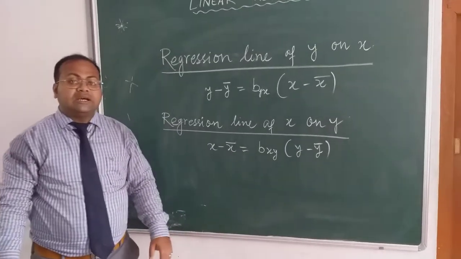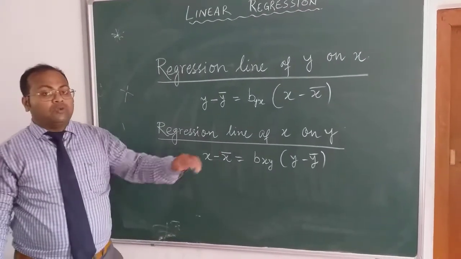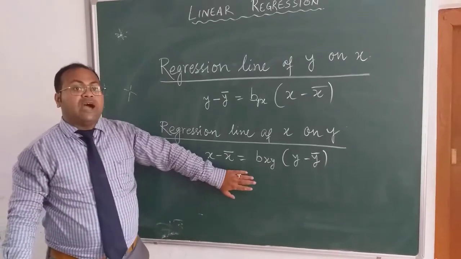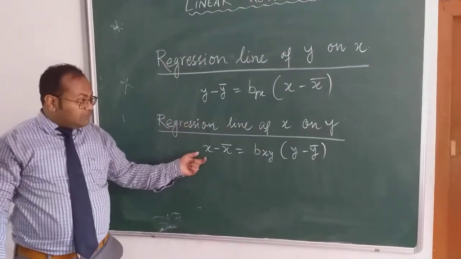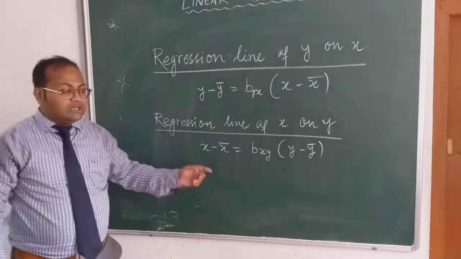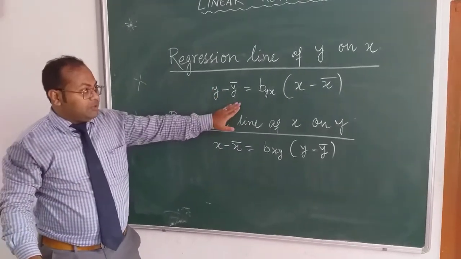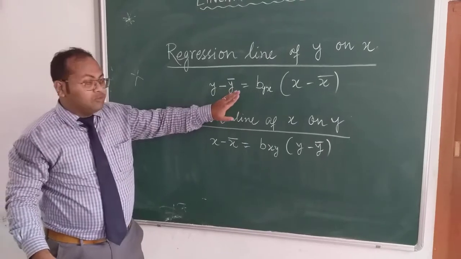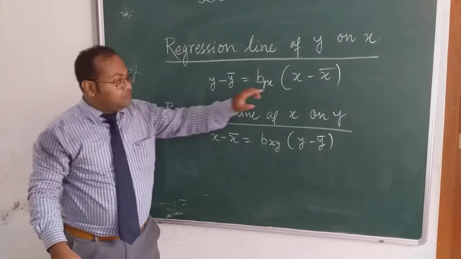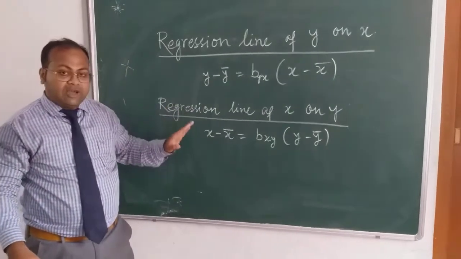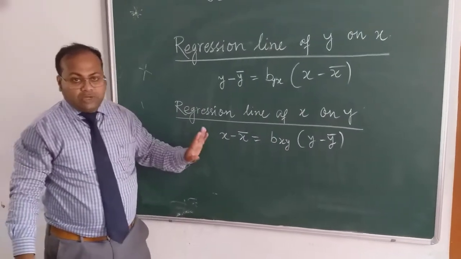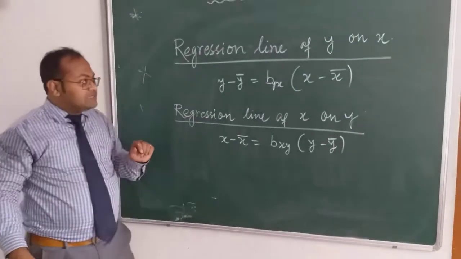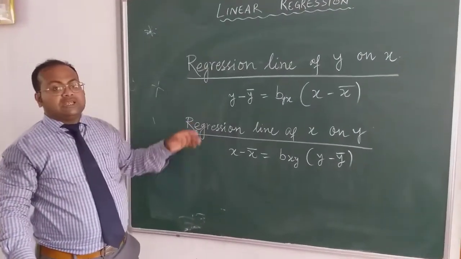So bxy is the regression coefficient of x on y. Now here, if the value of y is given and we need to estimate the value of x, then we need this regression line. Okay, so again I repeat, to estimate the value of y when x is given, we need y on x. To estimate the value of x when y is given, we need x on y. Now, one more important thing is, these are two regression lines.